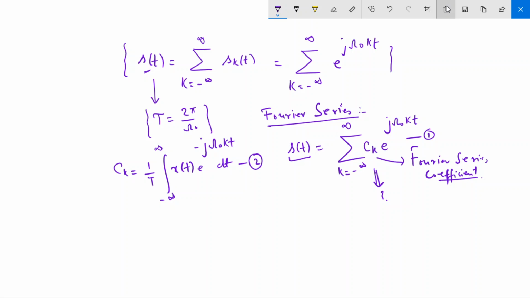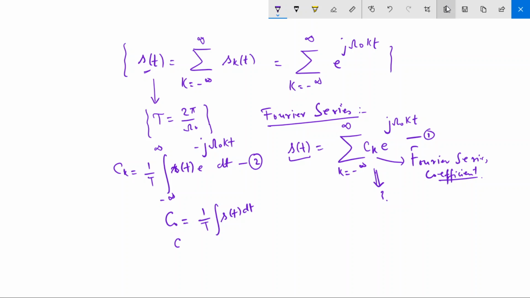If a signal s(t) is given to you and you have to represent it in the form of Fourier series, that is in the form of harmonic signals only, you have to compute these coefficients. When you put k equal to 0, you get c0, the first coefficient, which is nothing but 1 by T integration of s(t) dt, because e raised to power 0 becomes 1. So this is nothing but the DC value or the average value of the signal.